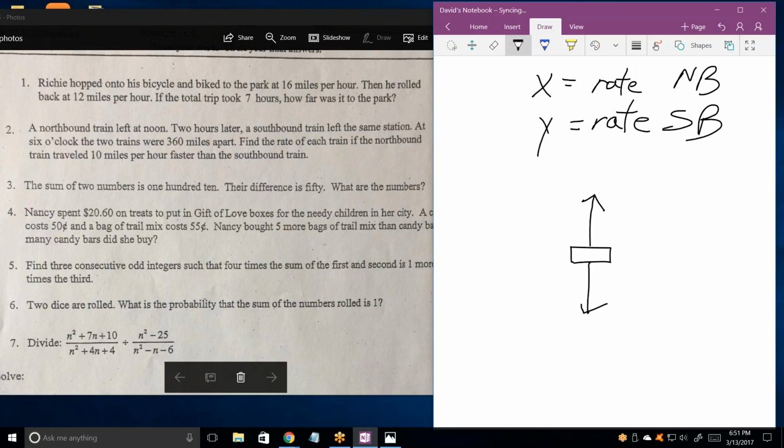So let's see if we can come up with some equations. We know that at some point in time they are 360 miles apart. In fact, at 6 o'clock. In other words, the northbound train left at noon. The southbound train left at 2 p.m. And at 6 o'clock, they're 360 miles apart.